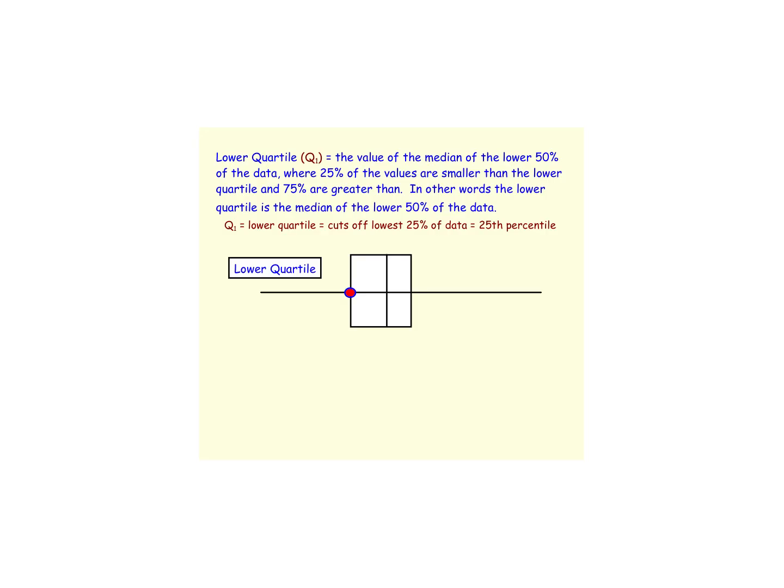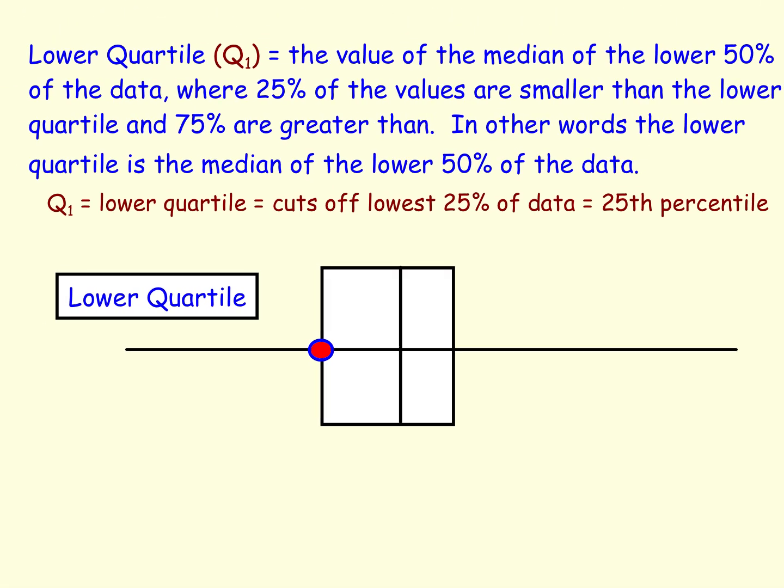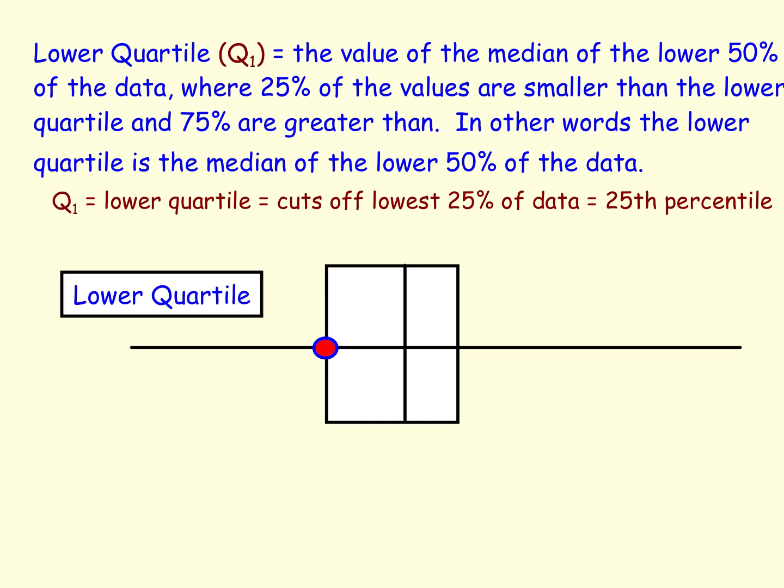Okay. My next data point, the one that makes the left edge of the box, is called the lower quartile. I'm going to read you the definition, then I'm going to explain how you would find this. It's the value of the median of the lower 50% of the data, where 25% of the values are smaller than the lower quartile and 75% are greater. In other words, the lower quartile is the median of the lower 50% of the data.